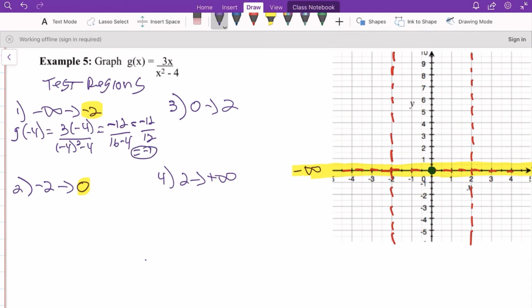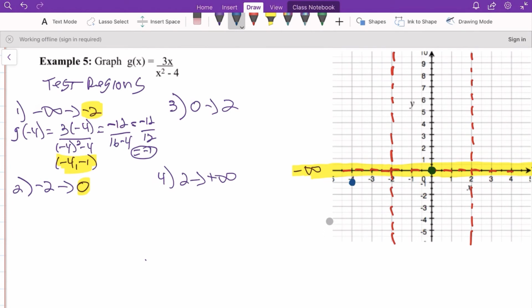All right? We have the value here. We put in a negative 4, and we got out a value negative 1. So that was our test point. So I'm going to plot that on the graph. We're going to put negative 4 and then negative 1. So what that tells me is that every point in this region from negative infinity to negative 2 is going to be below the x-axis.